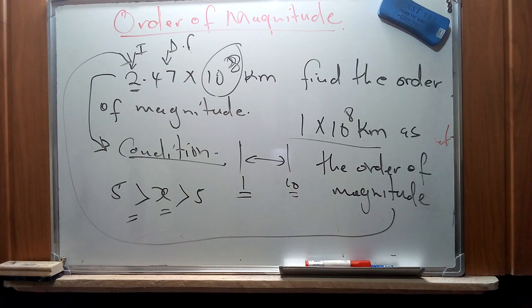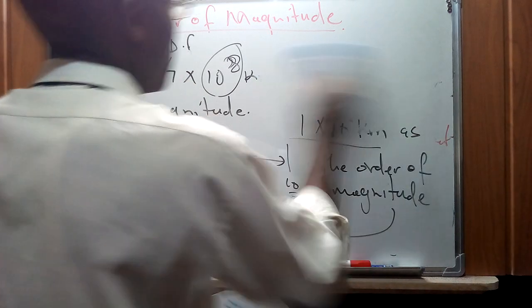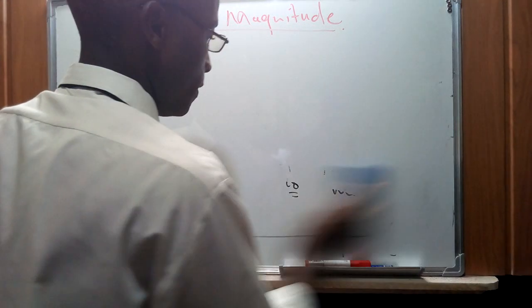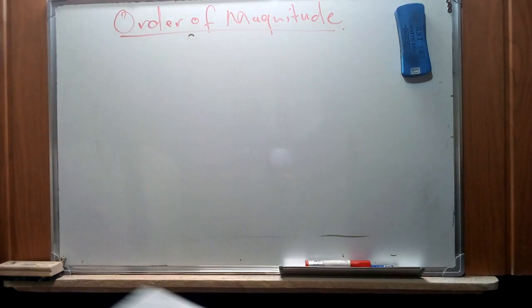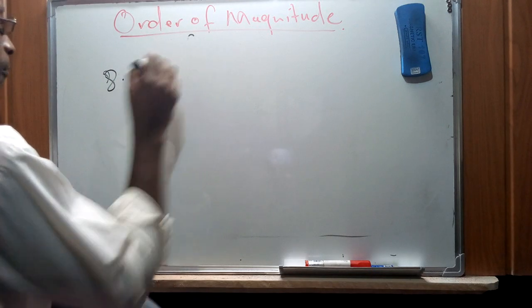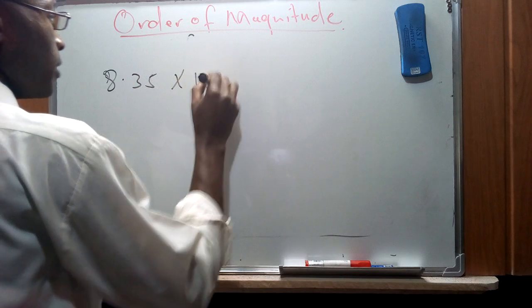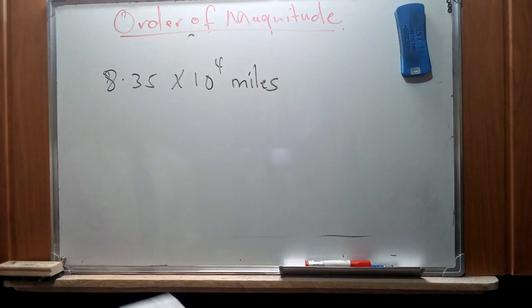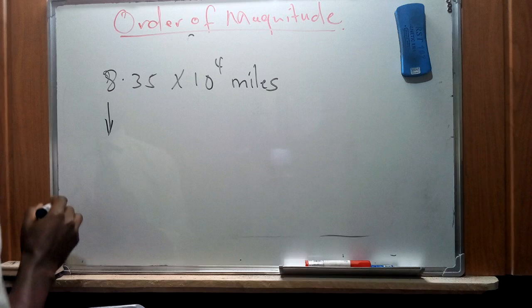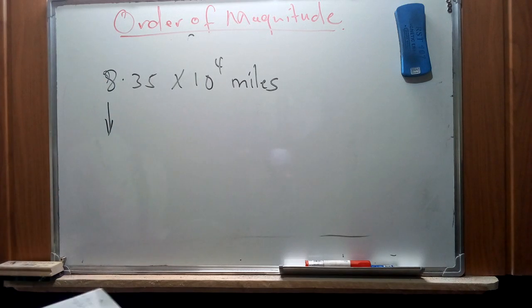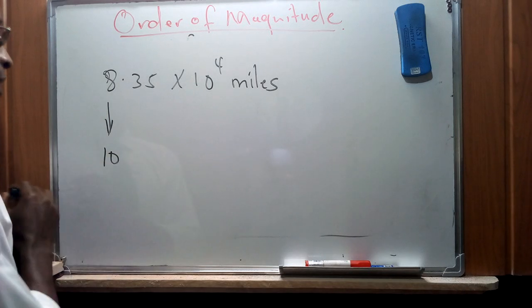Suppose we have a case whereby we find the order of magnitude of a different number. Just to give an example, suppose we have a number like 8.35 times 10 raised to power 4. That can be kilometers, miles, etc. It's a quantity, and those are the units of the quantity. In this case, we said that we can just look at the integer part of that number, and it is greater than 5. Therefore, we're going to give it an approximation of 10.